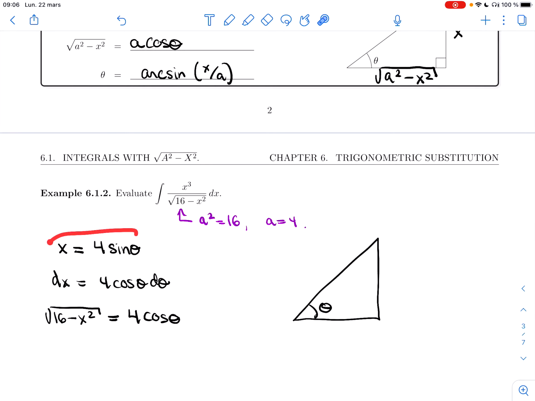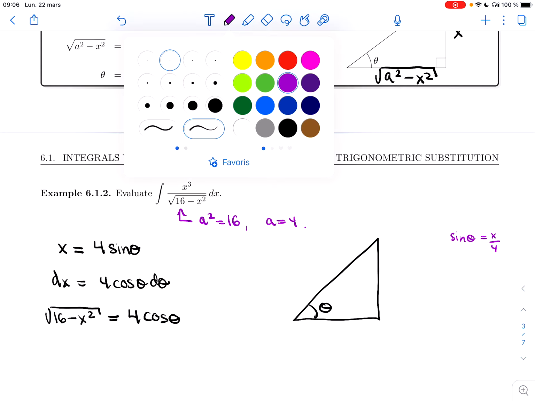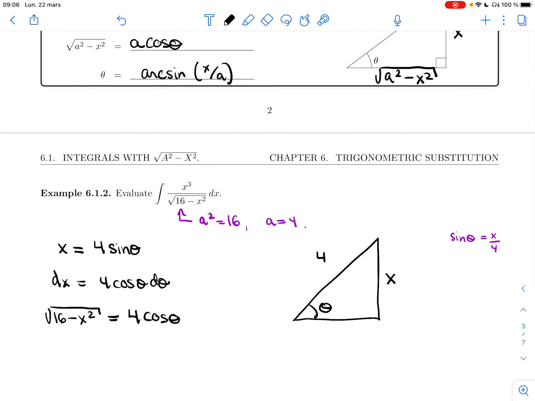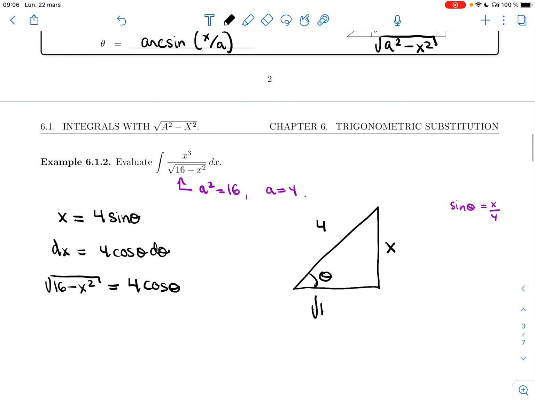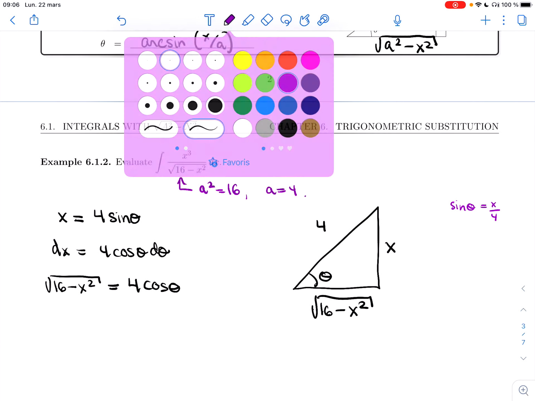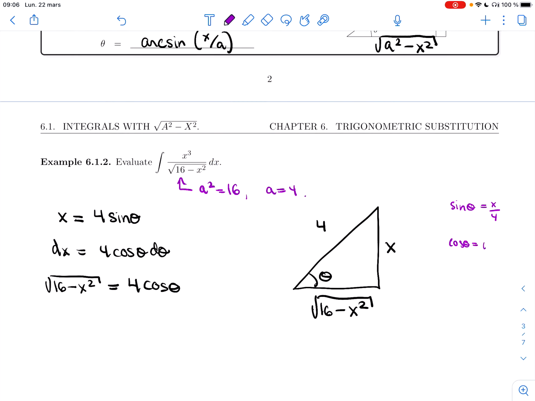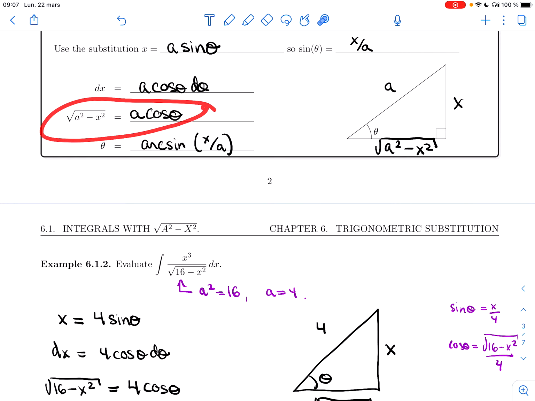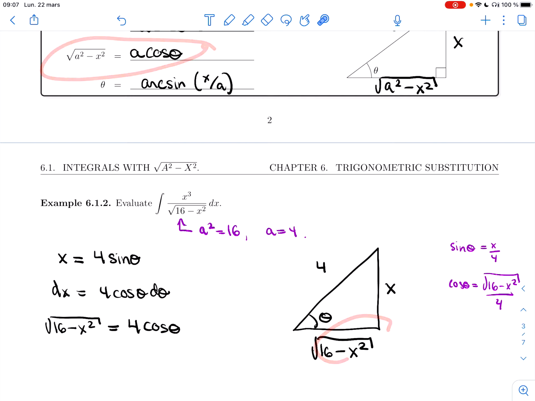Right, so from this we get that sine of theta, let me write it here, is x on 4. And so I'm going to put x as opposite, 4 as hypotenuse, and then the last side has the right square root. And if you check what cosine theta is, it's going to be adjacent over hypotenuse, so over 4. And so you can see the square root from the triangle is 4 cosine theta. So you could get it from the trig identity, you could get it from the method, you can just learn it, or you could get it from the triangle.